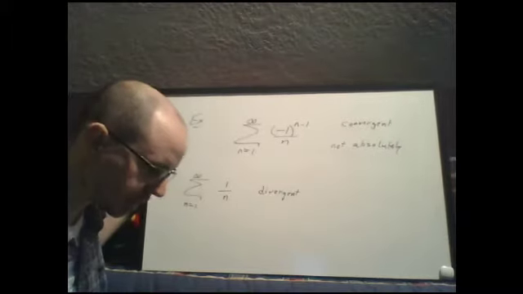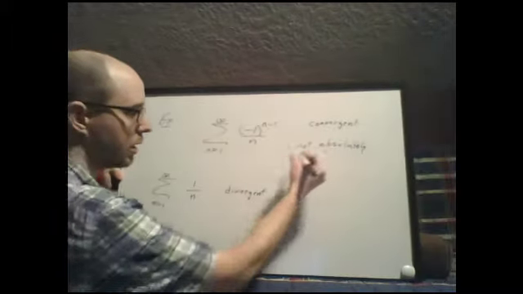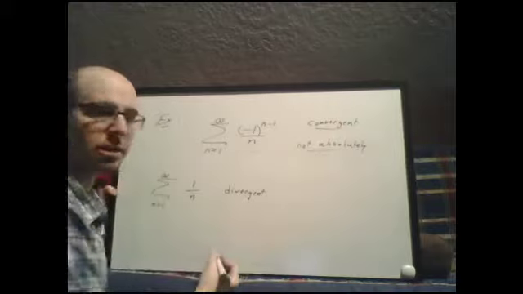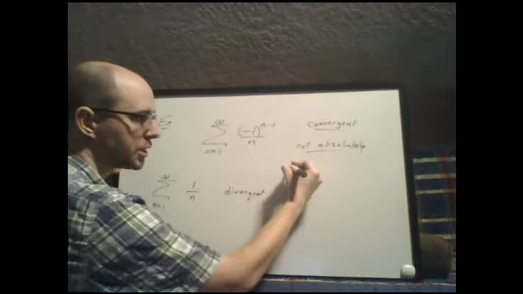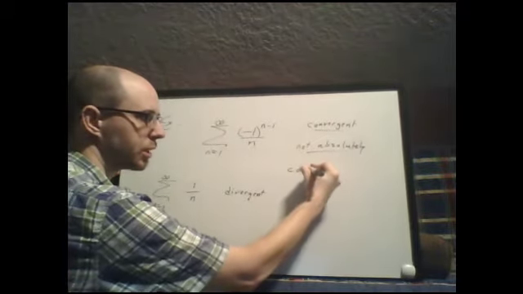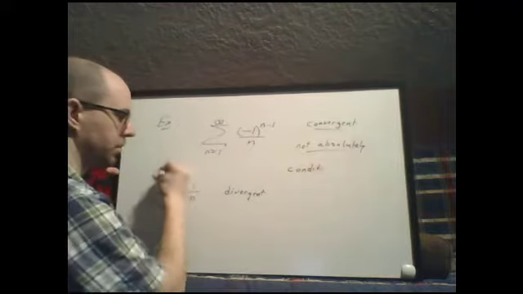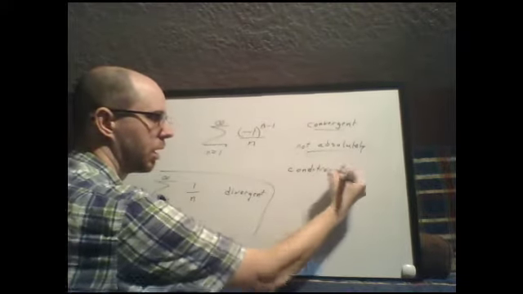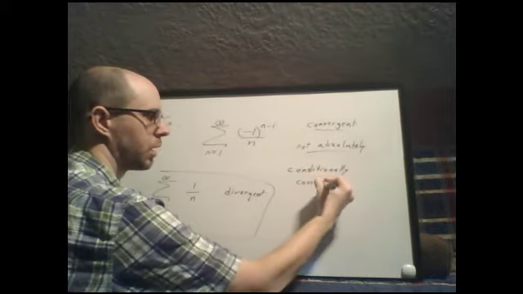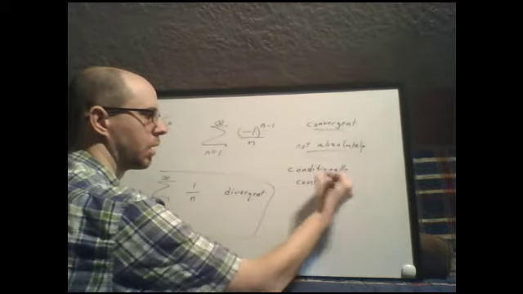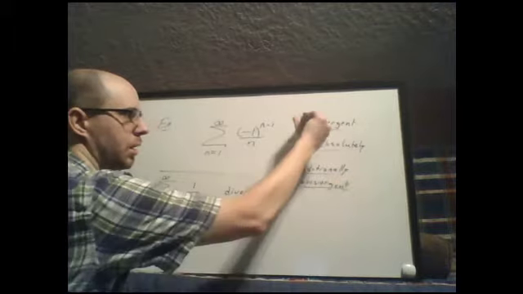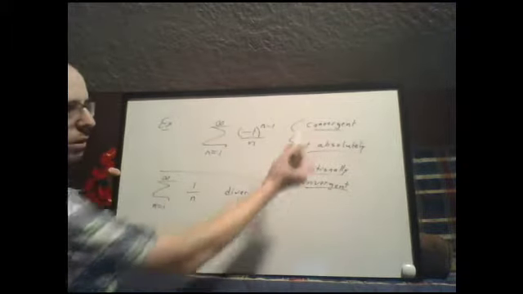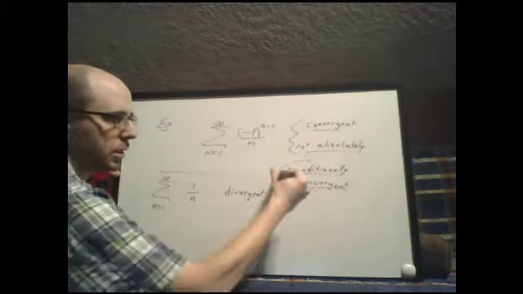And when this happens, the series is convergent, but not absolutely. That's called conditionally convergent. Where it's convergent but not absolutely, that's conditional convergence.